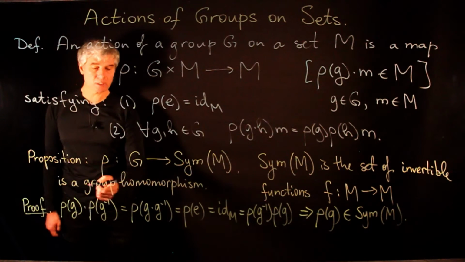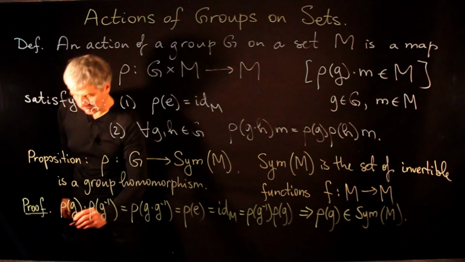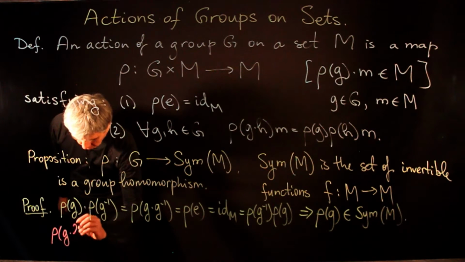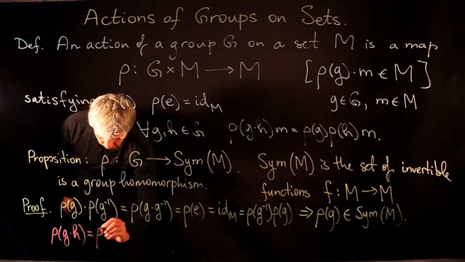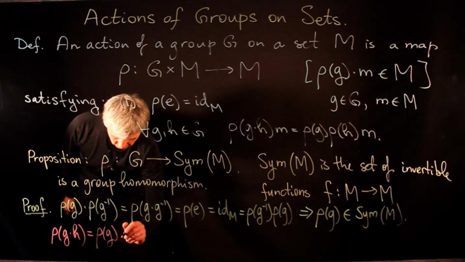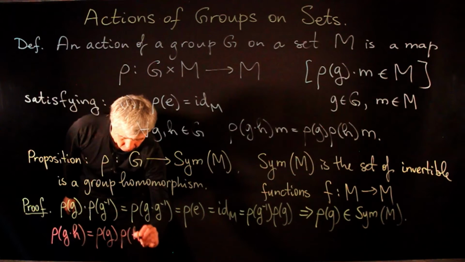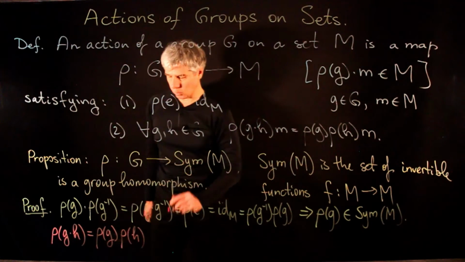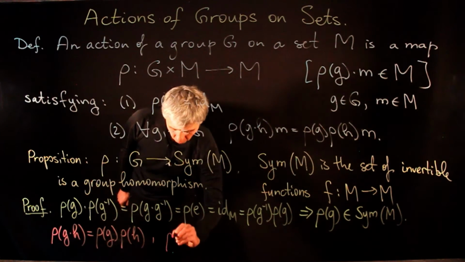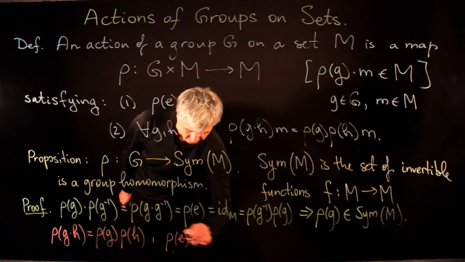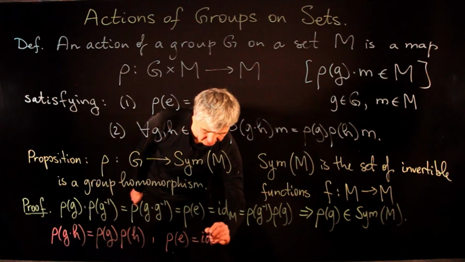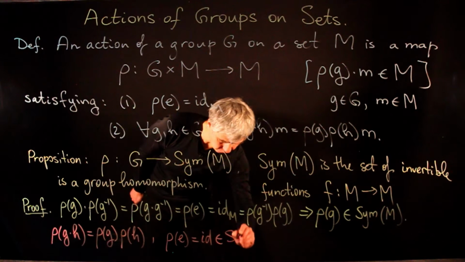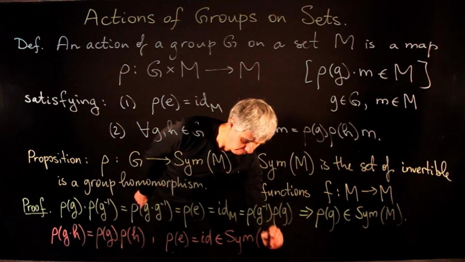Now, the claim that this is a group homomorphism is immediate. Indeed, we have rho of G·H is equal to rho of G composition with rho of H. This holds by the second property of the group action. Then rho of identity is equal to the identity element in the set of Sym(M).